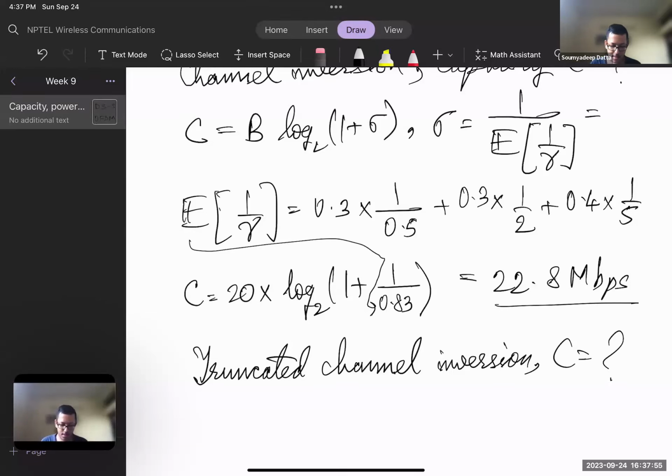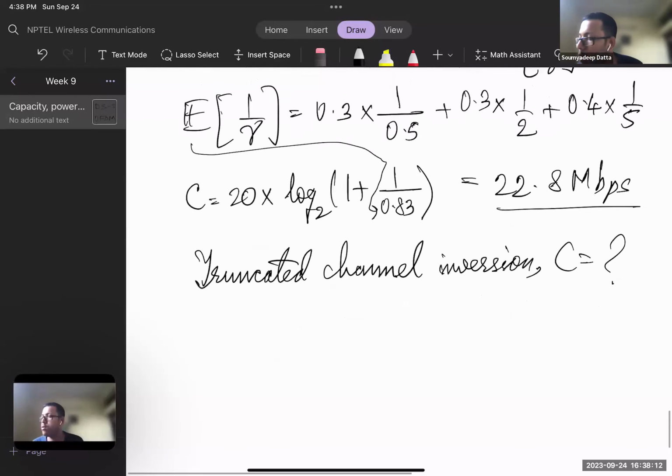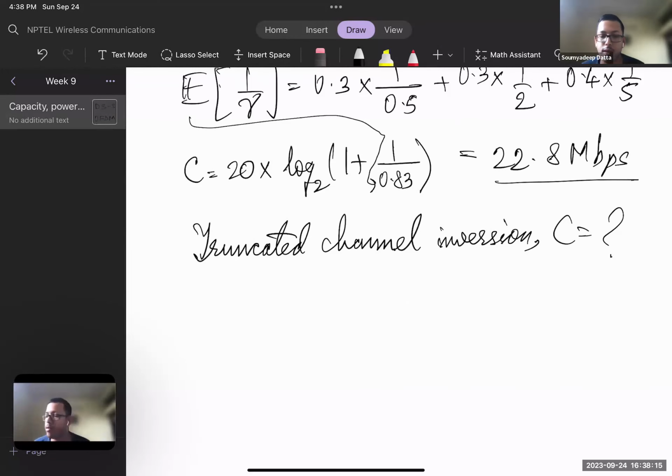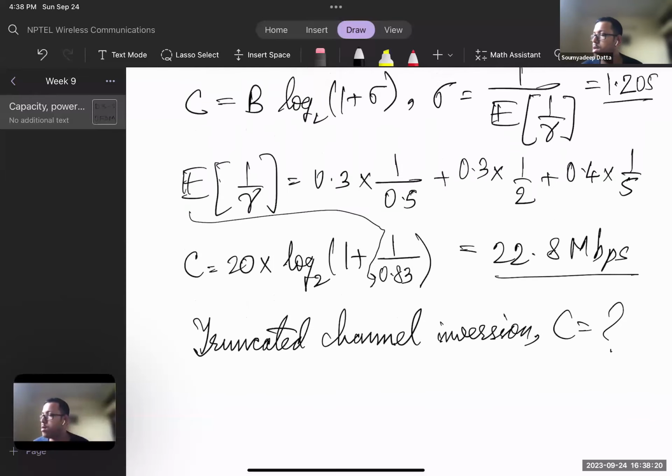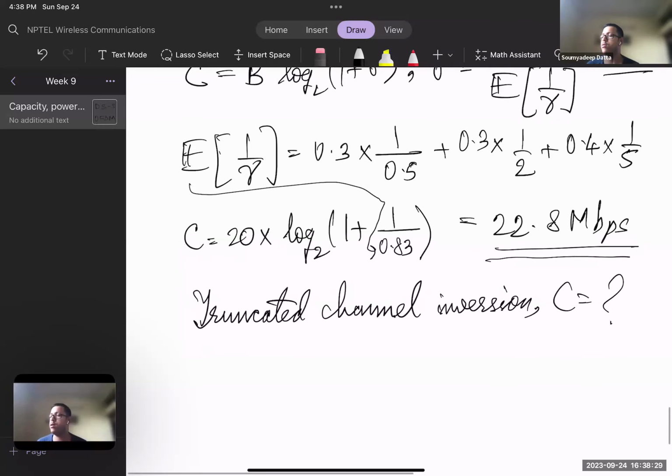One second. The sigma value here was actually 1.2205, because the expected value of 1 by gamma was 6.8... so 1 by this is this. Anyway, for truncated channel inversion, let us again try all three cases. Case one we already know: if we consider all three channels, we have already computed the channel inversion capacity.